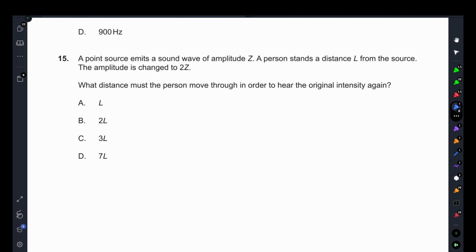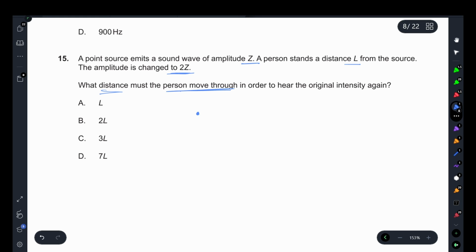Let's look at question number 15. A point source emits a sound wave of amplitude z at distance l, and the amplitude is changed to 2z. What distance must the person move? They're not asking what the distance between the source and the person is. They're asking what distance they have to move to hear the original intensity again. So let's write out some formulas. Intensity is proportional to amplitude squared, and intensity is also equal to power by 4 pi r squared, which means that intensity is proportional to 1 by r squared.